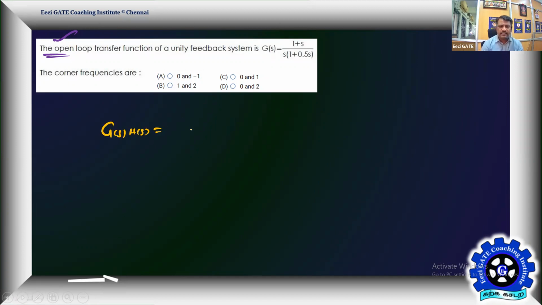So G of S itself is going to become G of S, H of S. So 1 plus S by S, 1 plus 0.5 S. The standard is this. Whenever you have a Bode plot representation in terms of the corner frequencies, the asymptotic Bode plot is going to be in terms of the corner frequencies.